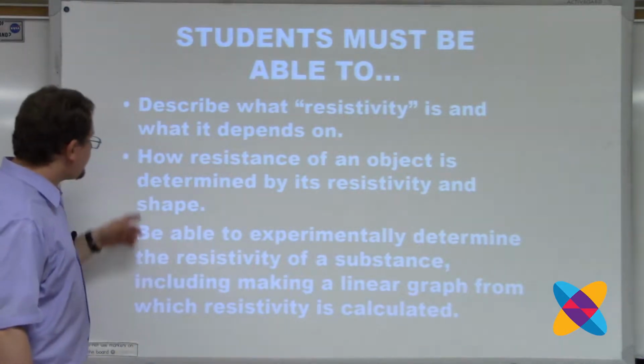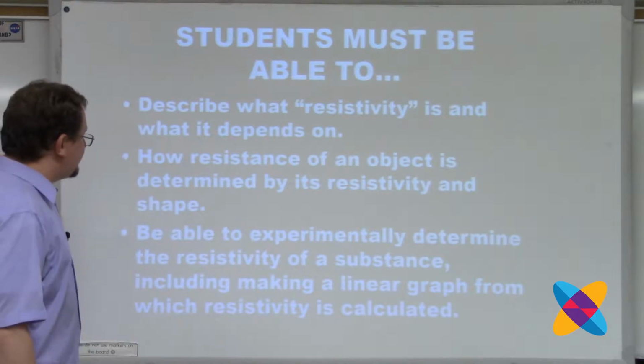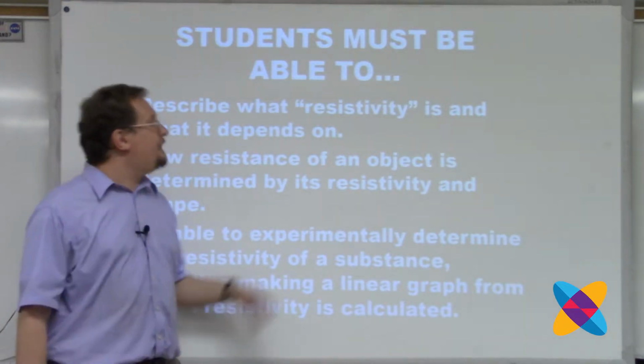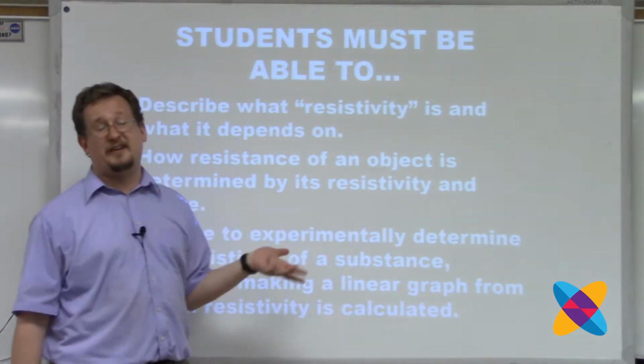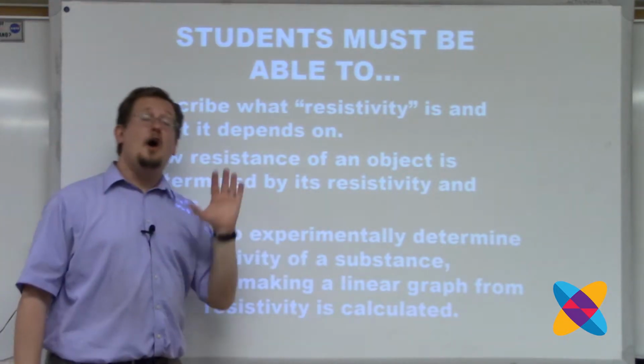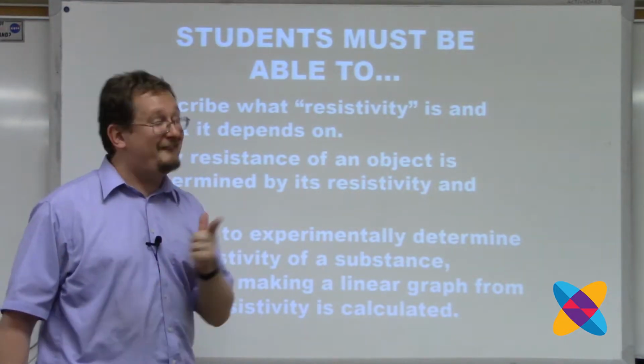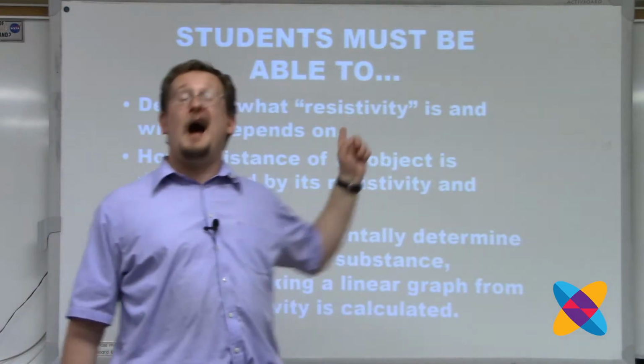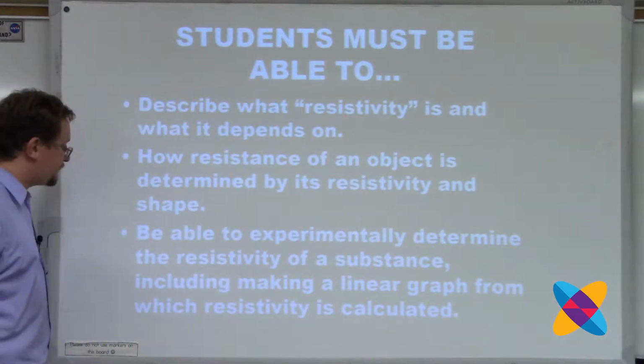All right. How resistance of an object is determined by its resistivity and shape. That's your resistance equals resistivity times length over area formula. Hopefully you already taught it in Physics 1. I feel like it shows up on Physics 1. I would make sure that you re-emphasize it here in Physics 2.